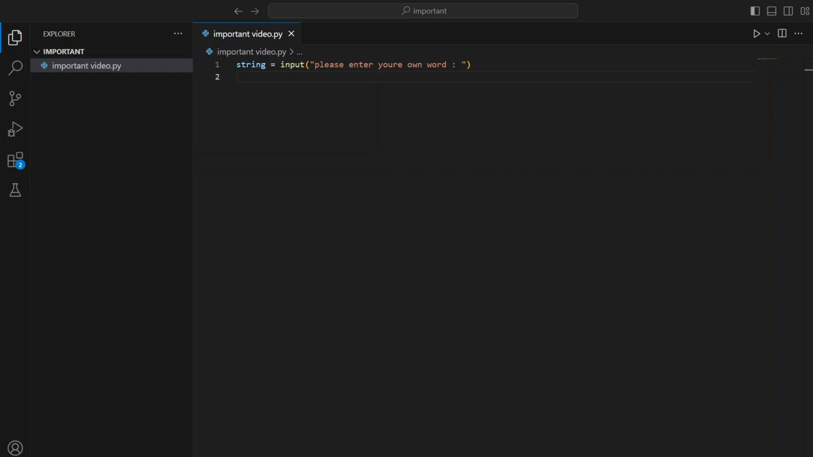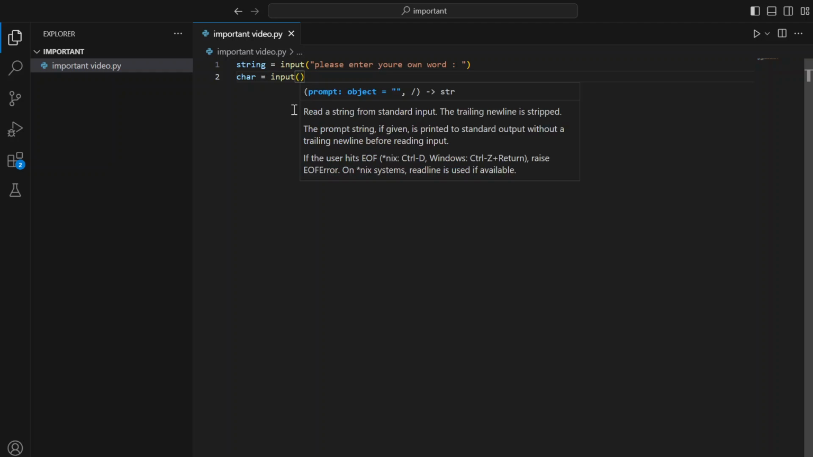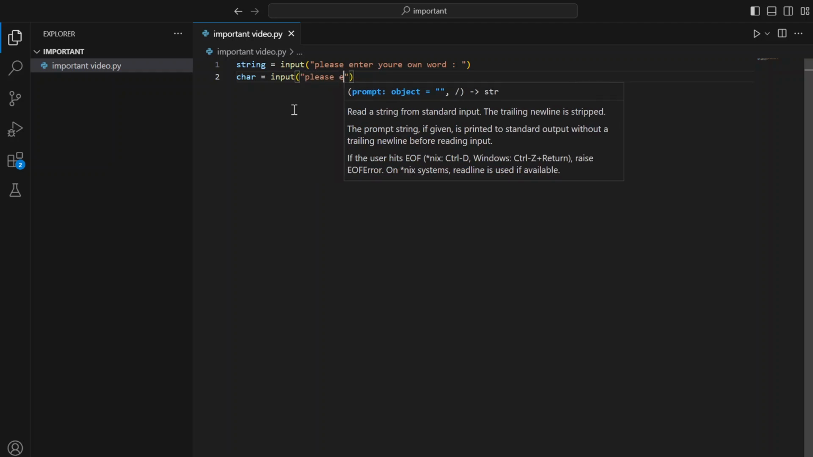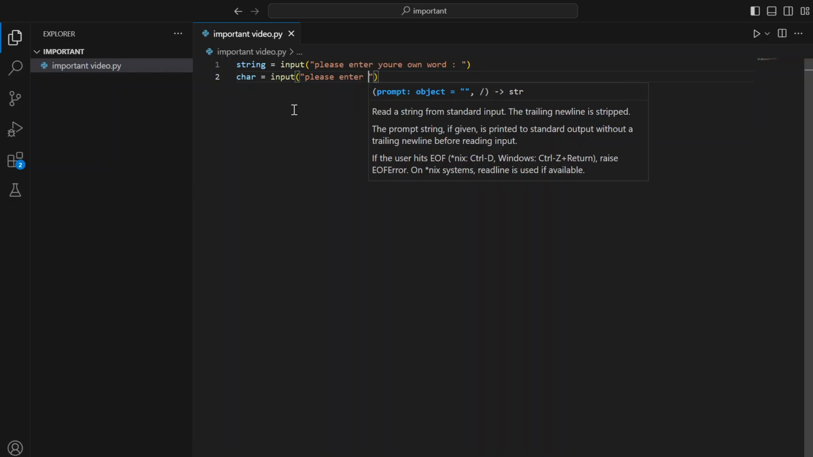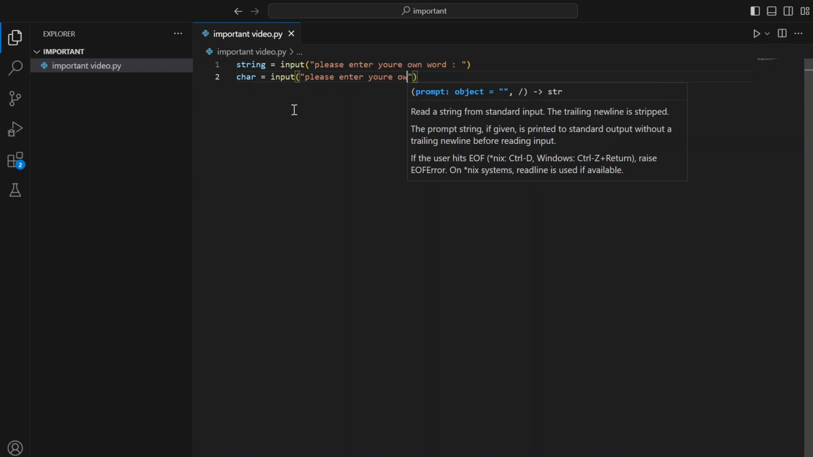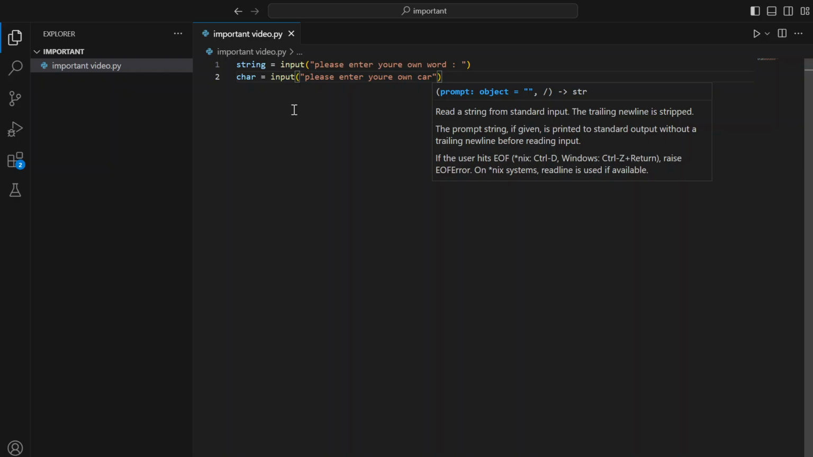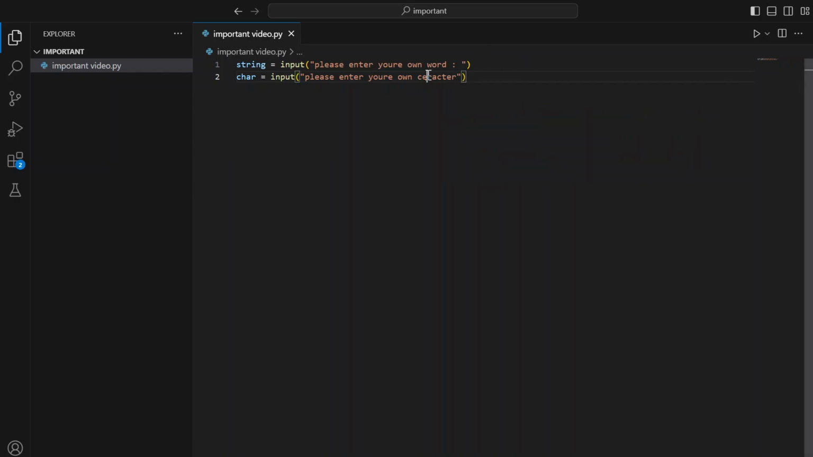Then char equals input. Please enter your own character.